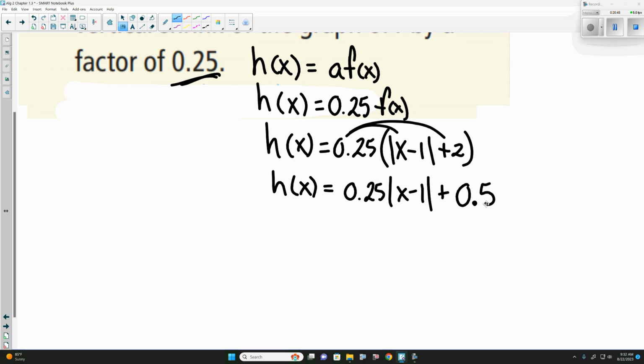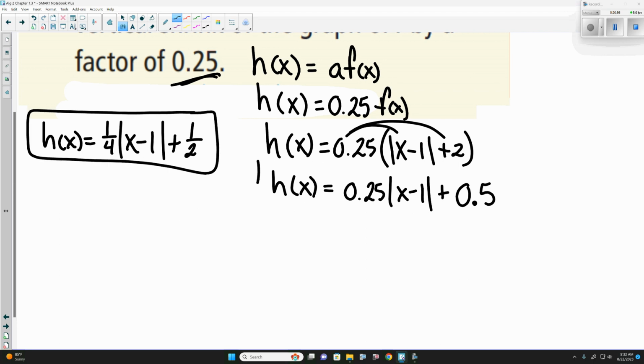If we wrote it as fractions, h of x would equal 1/4 times the absolute value of x minus 1 plus 1/2. Either will work. If you convert one of the decimals to a fraction, I would prefer you do all of them as fractions. Either write them all as fractions, as long as they're not whole numbers or integers, or leave them all as decimals.